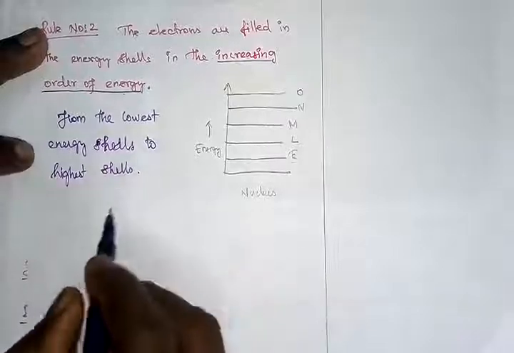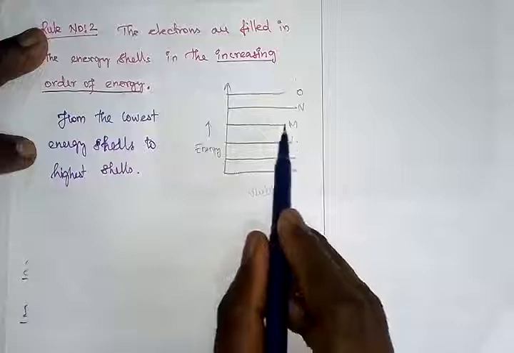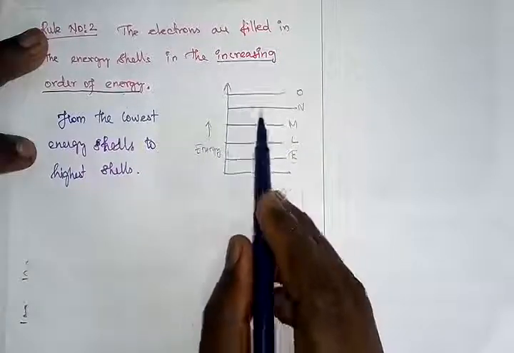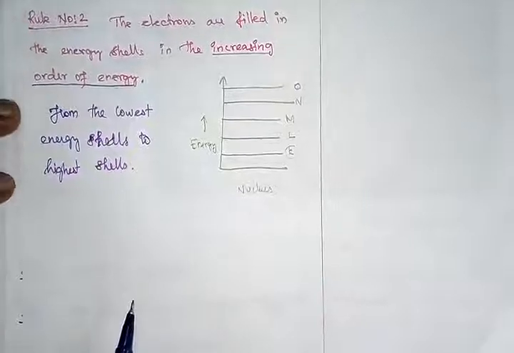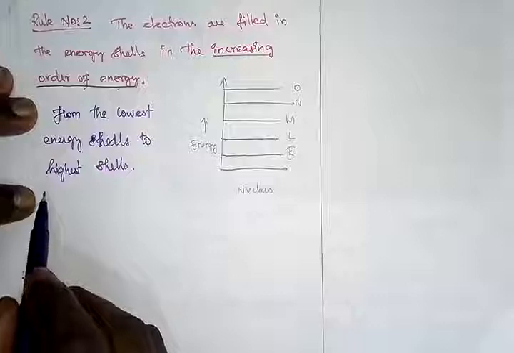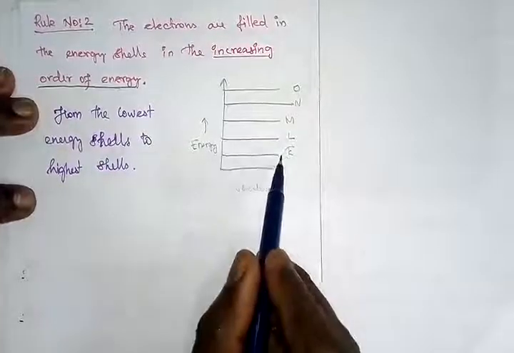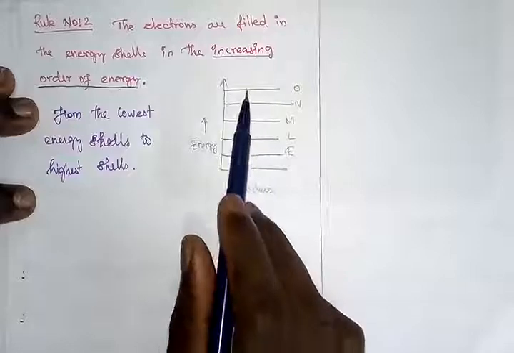Shells. So from this, only electrons are filled. First it fills K, then L, then M, then N, then O, like that it fills. So I hope this concept is clear, my dear children. Let us go to the next one: once the K shell is completely filled, only then does it go to the L shell. Once the L shell is completely filled, it goes to the M shell, and so on.